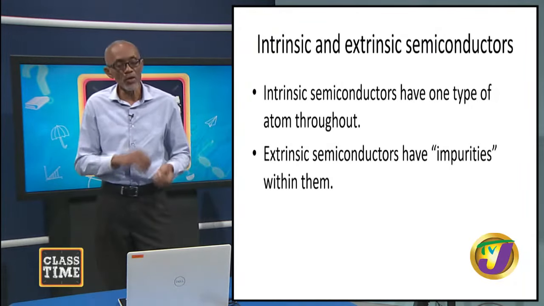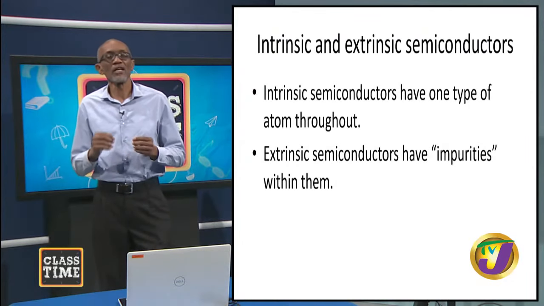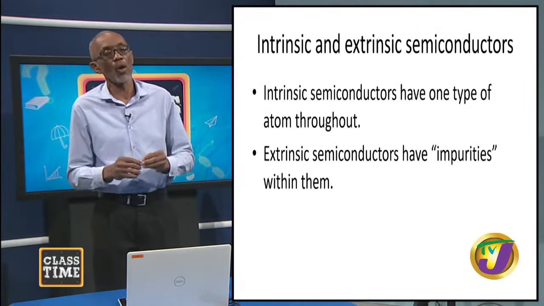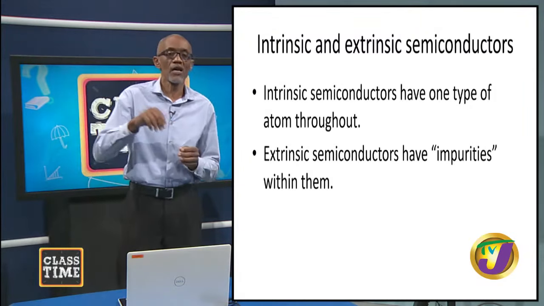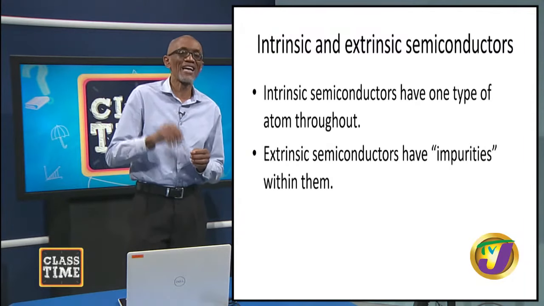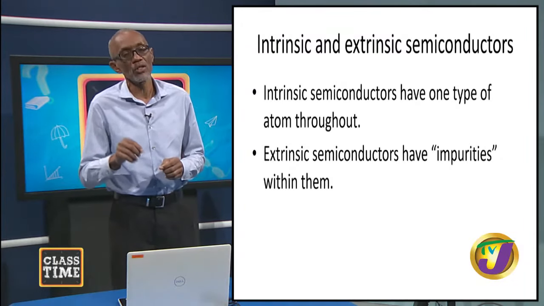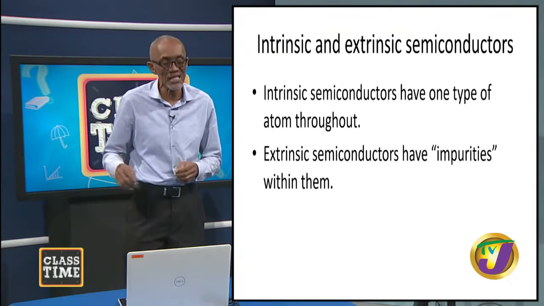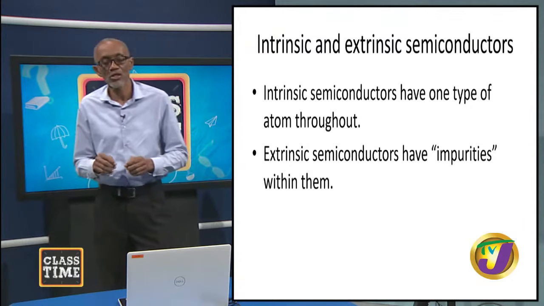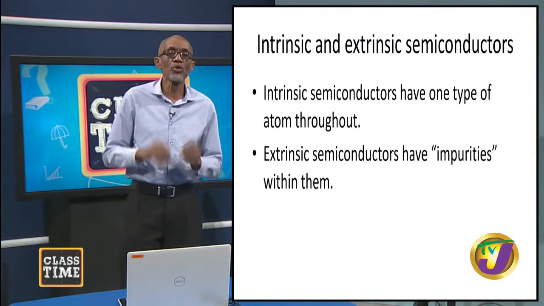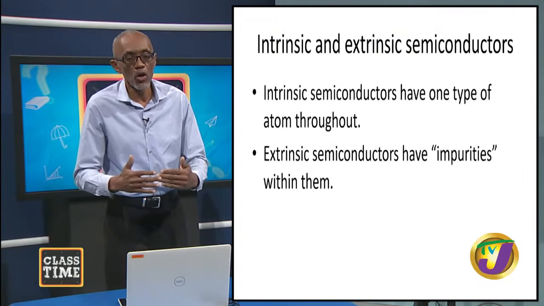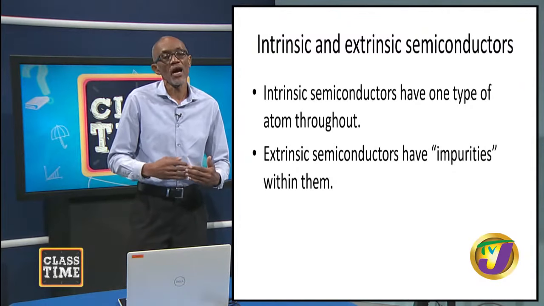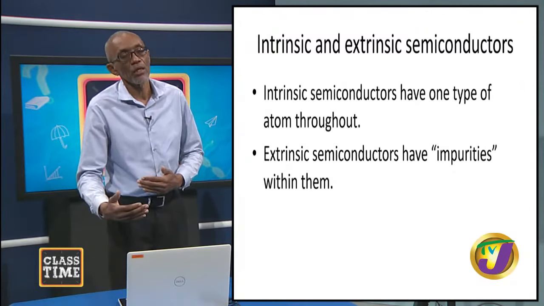However, if you put impurities, and we will see that the impurities is not like just pouring something dirty on something. It is about adding atoms that are not the same as the intrinsic. If you put atoms which are of a different element, we call those impurities. And so extrinsic semiconductors have impurities within them. And so we will look at how extrinsic semiconductors are formed from intrinsic semiconductors.